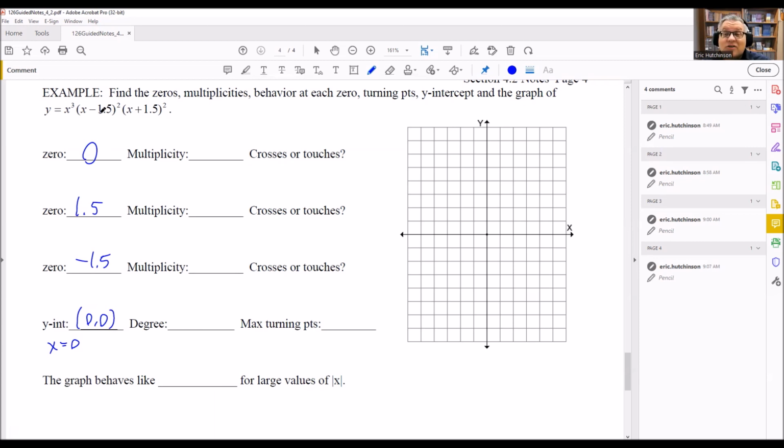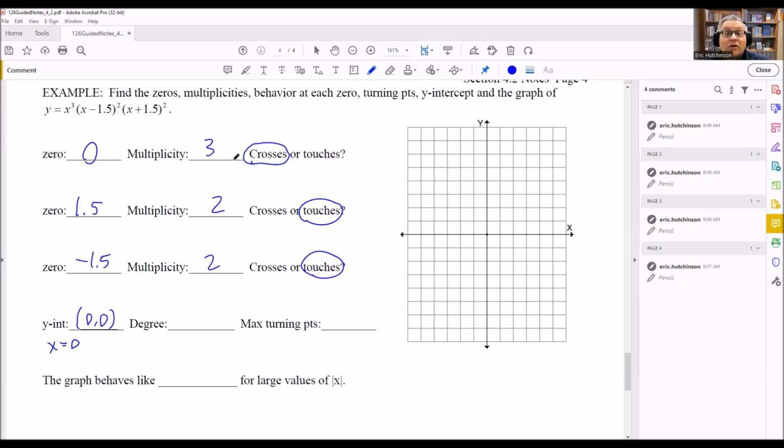Now for the multiplicities, it's the powers that are on each of the factored pieces. The first one where the 0 came from, that's got a multiplicity of 3. And then each of these have a multiplicity of 2 because that's the power that's on each of these factored pieces. Whether the multiplicity is even or odd tells you whether the graph crosses or touches. If you have an odd multiplicity, the graph is going to cross, and that's what it does right here. But if you have an even multiplicity, it's going to touch. So it's going to touch on these other two here.